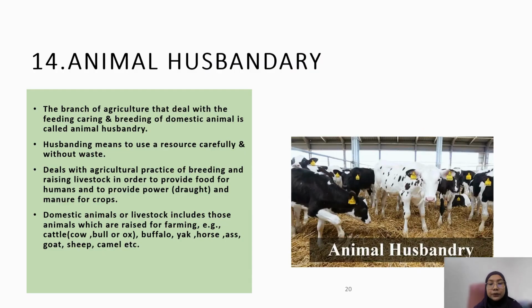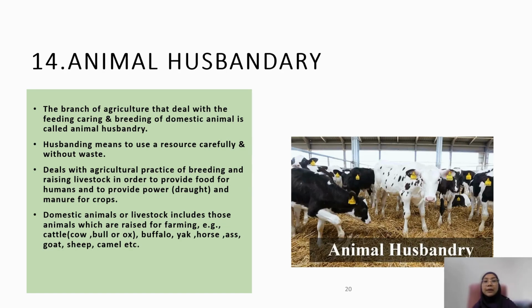Okay, so animal husbandry. The branch of agriculture that deals with the feeding, caring, and breeding of domestic animals is called animal husbandry. Basically, animal husbandry is livestock farming. For example, cattle, sheep, and poultry, and also aquaculture. Domestic animals or livestock include those animals which are raised for farming, for example cattle such as cow, bull, ox, buffalo, yak, horse, goat, sheep, and camels.